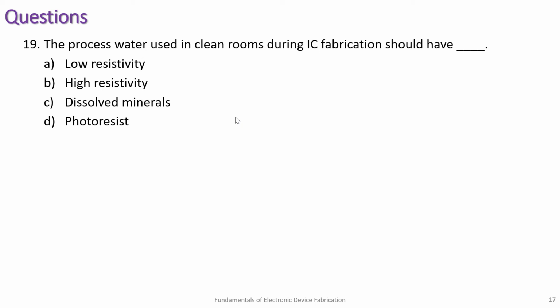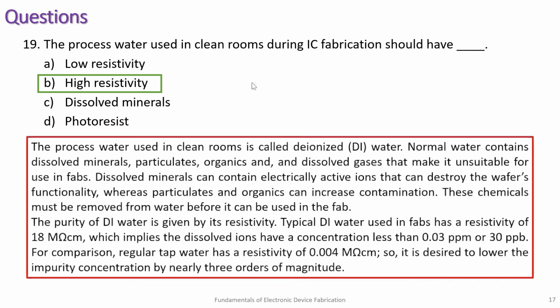So the chemicals we are using or the water we are using, it is important that there should not be any dissolved minerals, there should not be any metal ions present, etc. So it should be high resistivity. That is, this particular water should not conduct electricity. That is why we use deionized water in our laboratory scale experiments, so that whatever property we are intending for does not get destroyed. So the process water that is used in clean rooms is called deionized water. Normal water contains dissolved minerals, particulates, organics, and dissolved gases, etc., that make it unsuitable for use in fabrication.